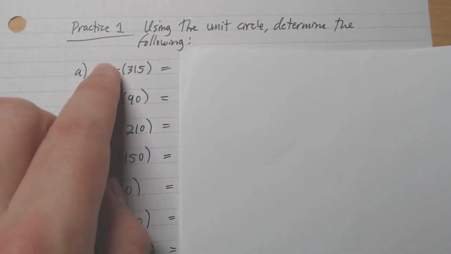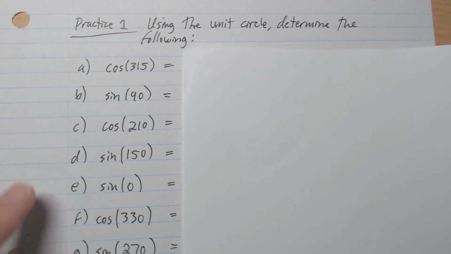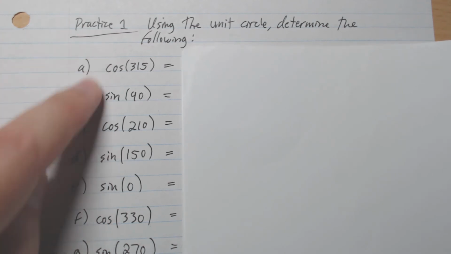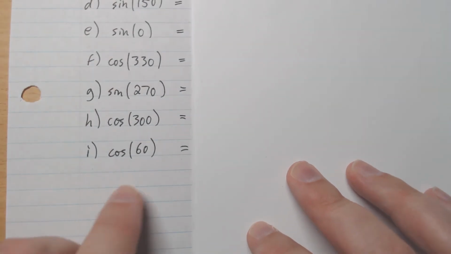Okay, so practice number 1, using the unit circle, determine the following. Okay, so here we have A to F, and so go ahead and pause the video and copy that down and answer it. Okay, we have a little more. If you want to go ahead and pause the video and answer that.